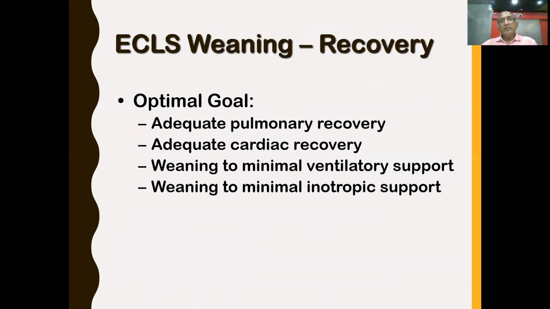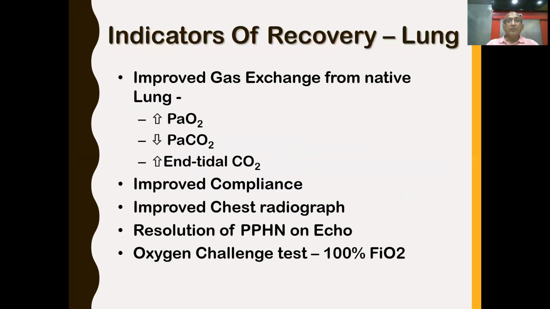So when you try to wean the patient, the goal for weaning is there has to be adequate pulmonary recovery. I say adequate, I don't say it's complete. It's an adequate recovery so that you can manage the patient on a minimum ventilator support or minimum inotropic support. And then you get rid of ECMO, so that once they can manage on that, you can come off the ECMO.